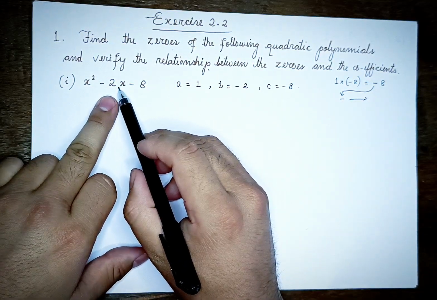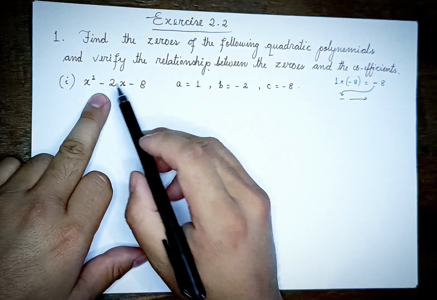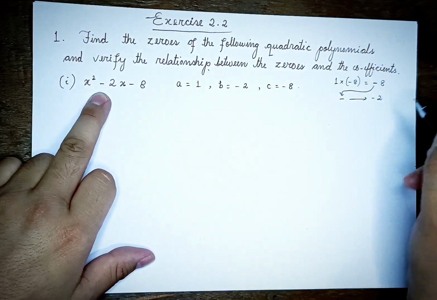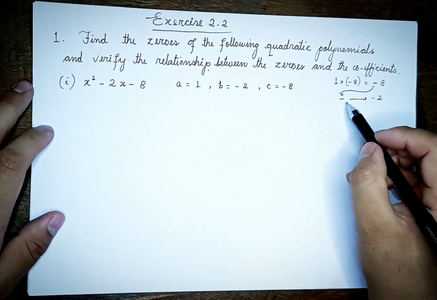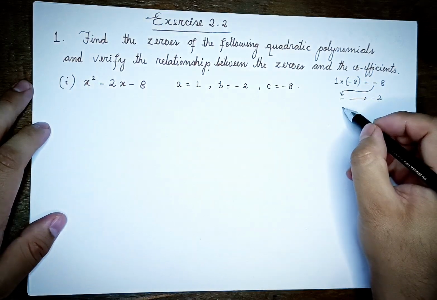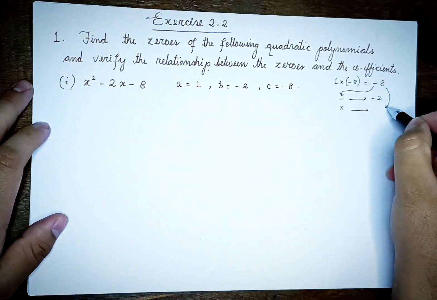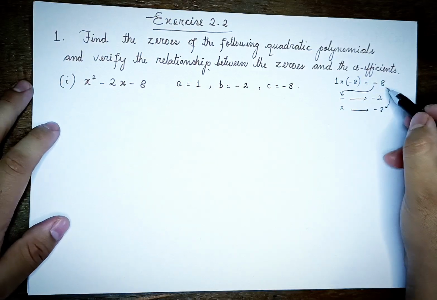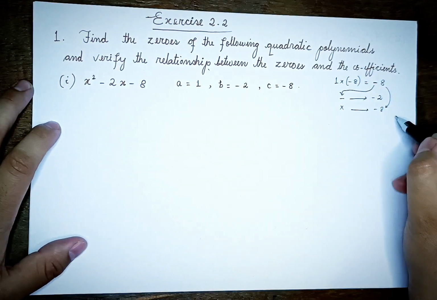Write the coefficient of x. Coefficient of x is minus 2. After subtracting you must get minus 2, and by multiplying you must get minus 8. How will you find it? We will find it by prime factorization of this number.